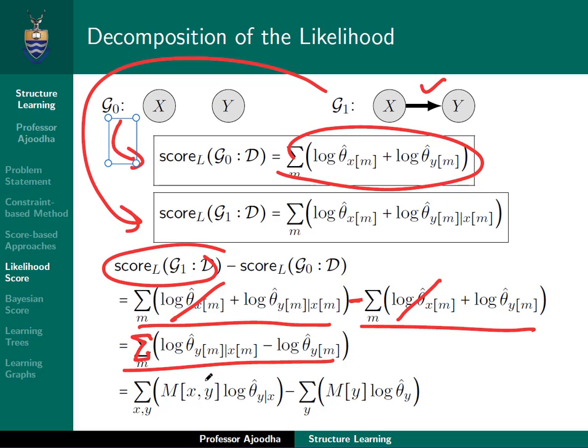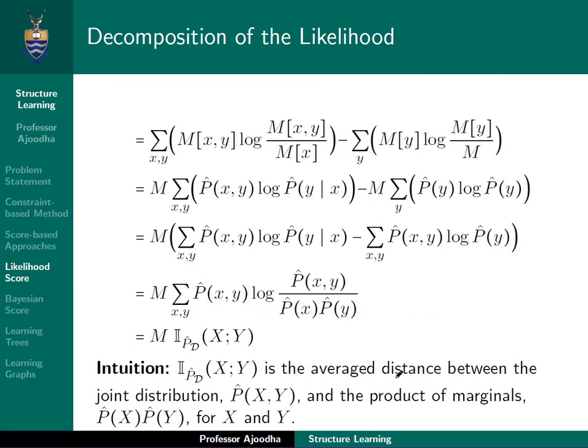But as you already know, from the parameter estimation class, we can represent these as sufficient statistics by summing over all x and y, where we have the sufficient statistic for x and y, and then multiply by the parameter value in the particular network. We can do the same thing for the other side: sum over all of the y values, M of y, which is the sufficient statistic for y, multiplied by the log of the parameter for y. Okay, so that's pretty standard up to this point.